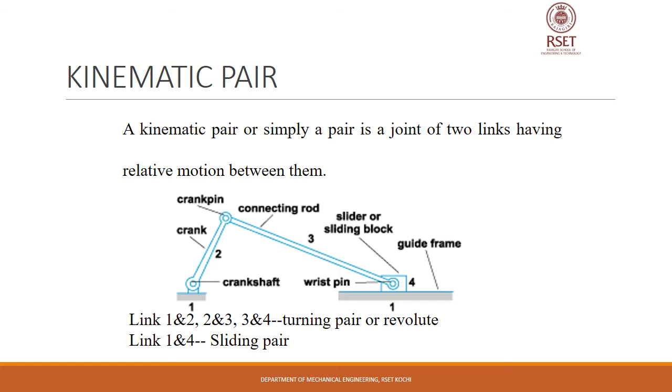A kinematic pair is simply a joint of two links having relative motion between them. So we can say that similar kinematic pairs are connected to each other to form a mechanism. In the figure you can see a slider crank mechanism. This slider crank mechanism sometimes represents a reciprocating compressor, or a reciprocating pump, or an IC engine.